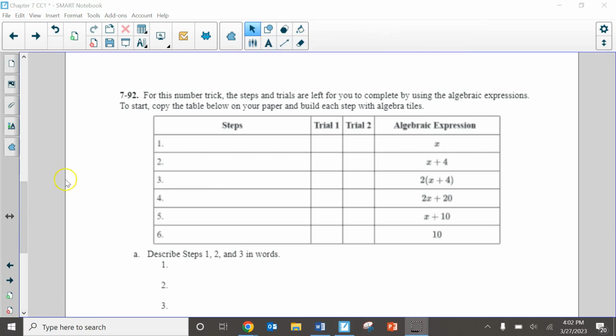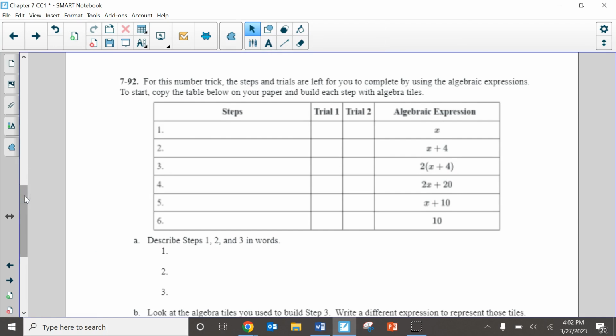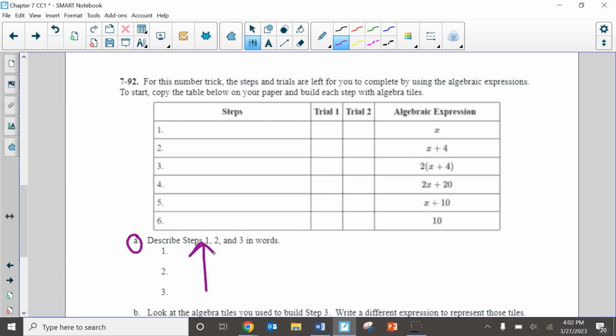That I didn't know I had the answers right there. So we are going to kind of reverse our thinking. It gave us the algebraic expression, and now we need to write the steps. So we are going to do so. So for A, right here, it says describe the steps 1, 2, and 3 in words. I'm just going to draw an arrow because I'm just going to write them up here in the table.